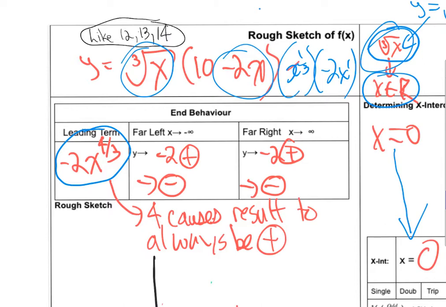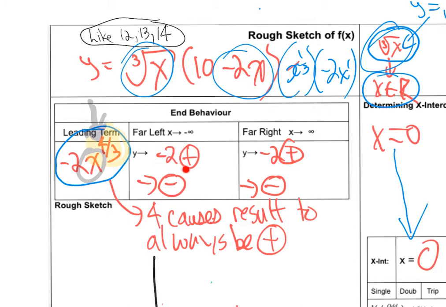So if I think about this 4/3 here, I've got an exponent of 4/3. The 3 is cube root, the 4 is repeated multiplication. If I've got an exponent of 4, even if x is negative, if I multiply something 4 times in a row, I'm going to get a positive. So this is an interesting graph from an end behavior perspective because I've got a negative multiplied by something that's always positive. So the negative 2 is always negative.